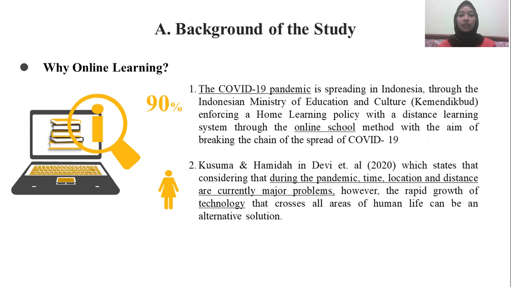Kusuma and Hamida in Devi et al. 2020 state that during the pandemic, time, location, and distance are currently major problems. However, the rapid growth of technology that crosses all areas of human life can be an alternative solution.